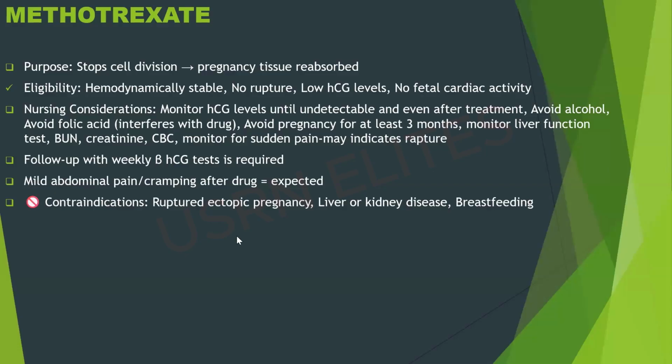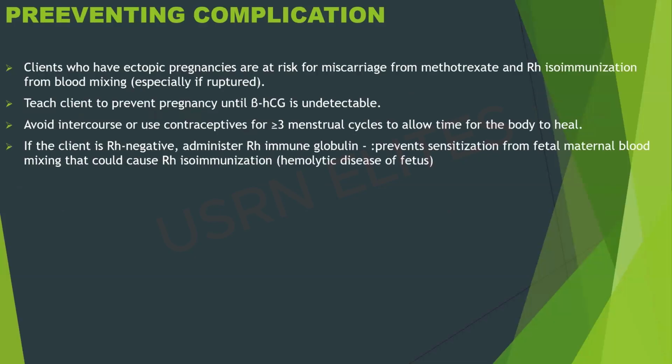All right. So methotrexate: liver, kidney, folic acid, alcohol, no. And avoid pregnancy for at least 3 months. Very, very important. Not 1 month, 3 months, for at least 3 months. Very, very important because it's a cancer drug.